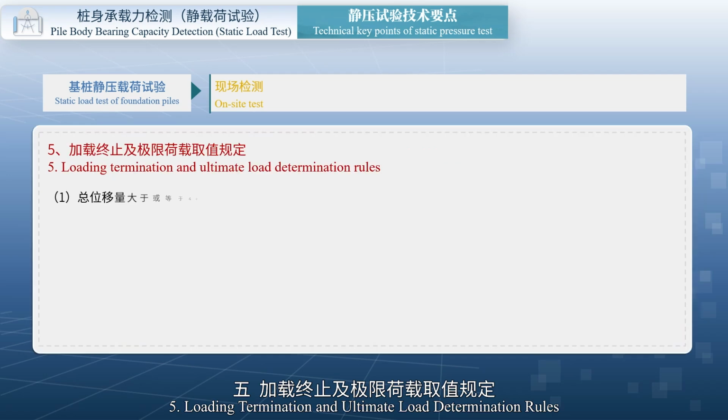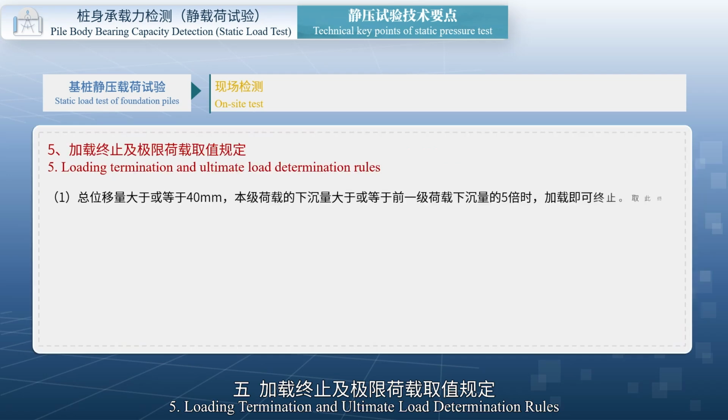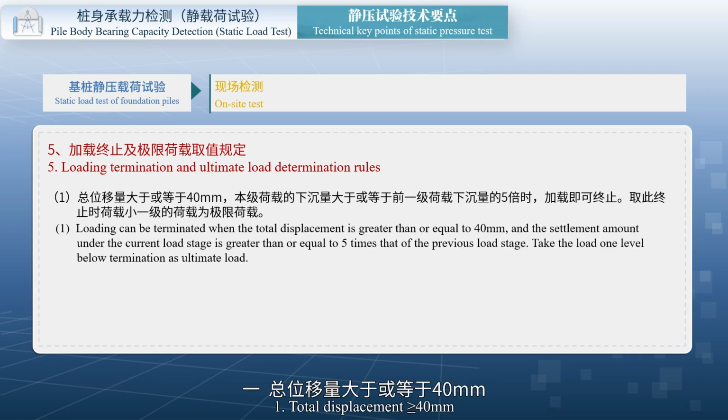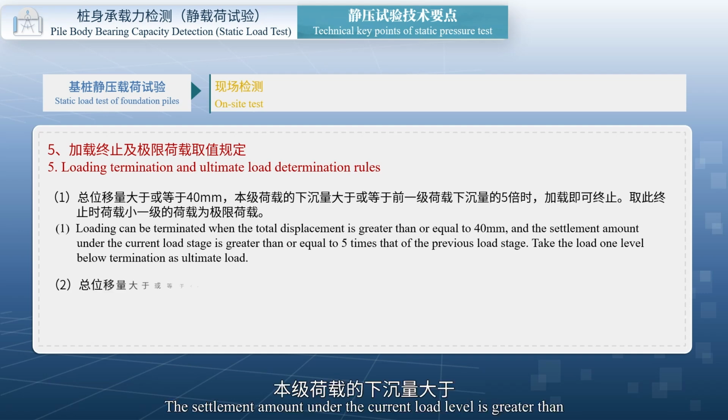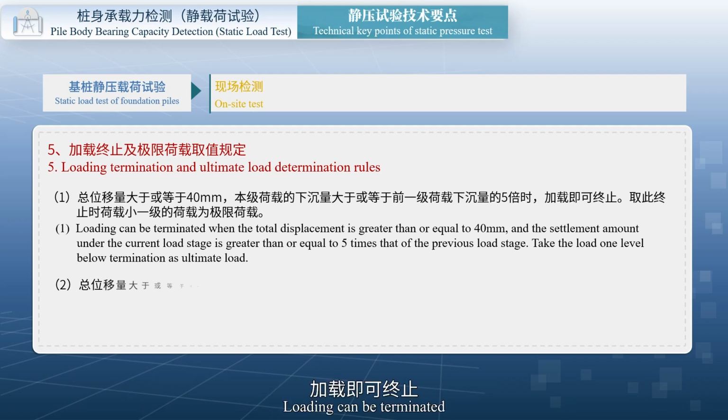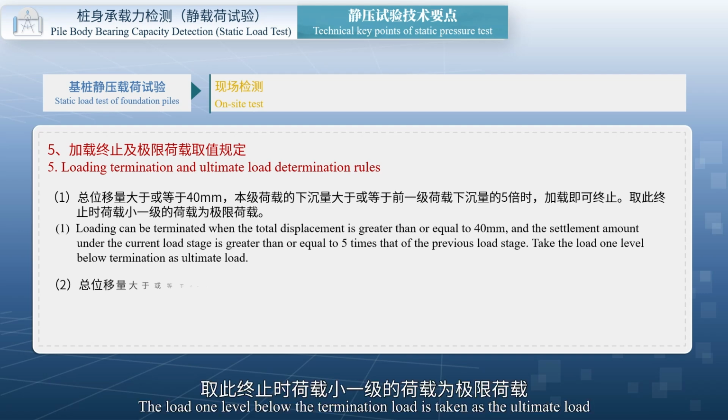Fifth, loading termination and ultimate load determination rules. First, total displacement is greater than or equal to 40 millimeters. The settlement amount under the current load level is greater than or equal to 5 times the settlement amount of the previous load stage. Loading can be terminated. The load one level below the termination load is taken as the ultimate load.